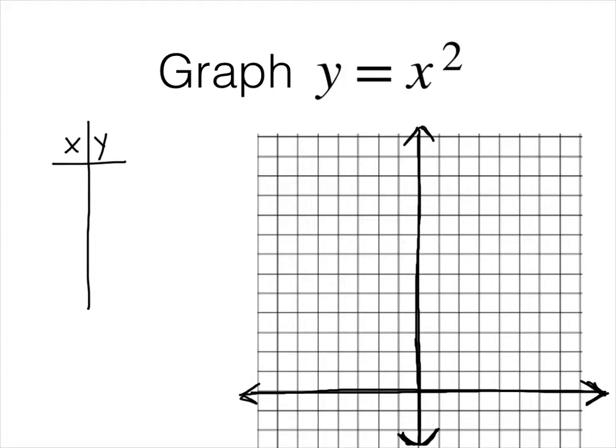And our x values, we're going to keep them symmetrical around 0 for right now for this one: -3, -2, -1, 0, 1, 2, and 3. All right, go through and plug in those x values. What do you get for y?